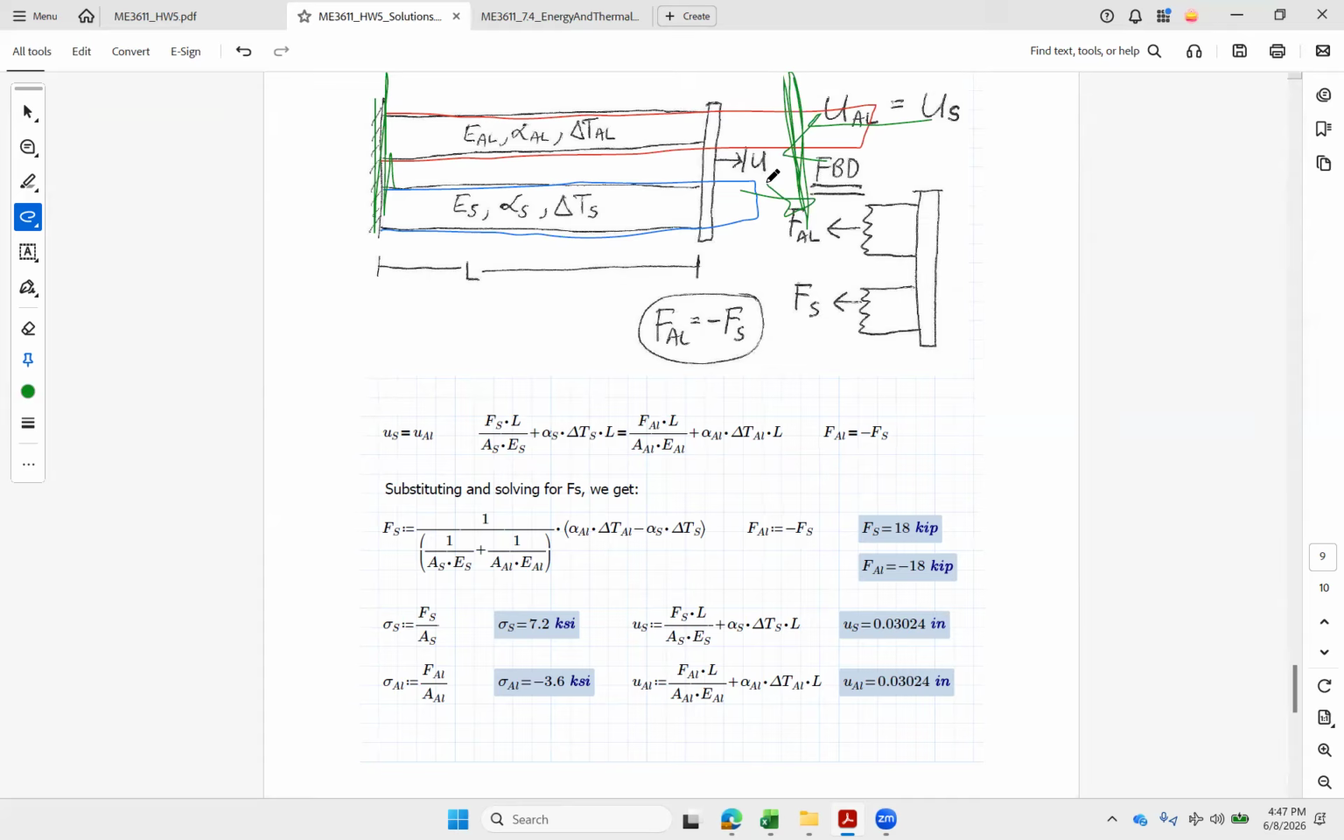That makes sense. Force per area gets me my stresses. I see I've built up 7,000 psi in the steel and 3,600 in the aluminum. And then either one of those is about the same amount of work. Comes out at right around a 32nd of an inch of deflection. 0.031 would be a 32nd. We got 0.030.